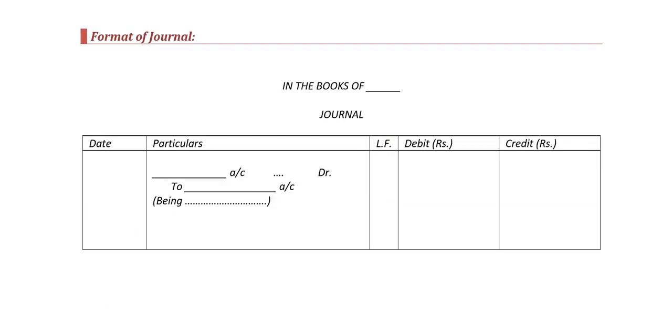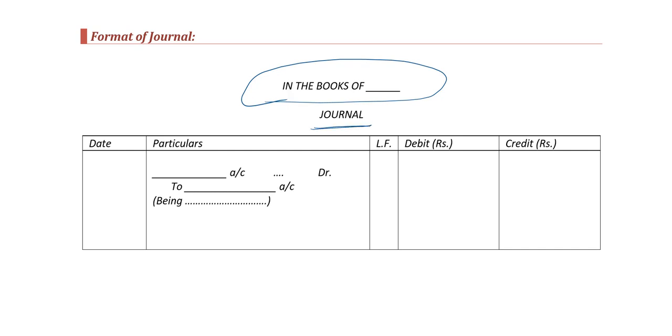Let's check out the format of journal. On top of the journal, you need to write in whose books you are preparing the journal. It could be in the name of some company or firm or sole proprietorship. So in the books of that specific entity, we need to write the name of the entity, and we are preparing the journal.